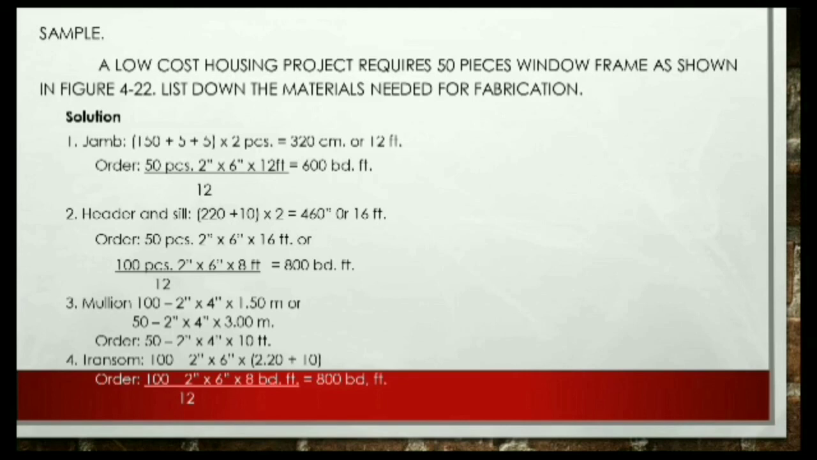For mullion, order 100 of 2 by 4 by 1.50 meters or 50 pieces of 2 by 4 by 3 meters. For transom, 100 of 2 by 6 by the total length, 2.20 plus 10, and to know its board feet, divide it by 12, yielding 800 board feet.